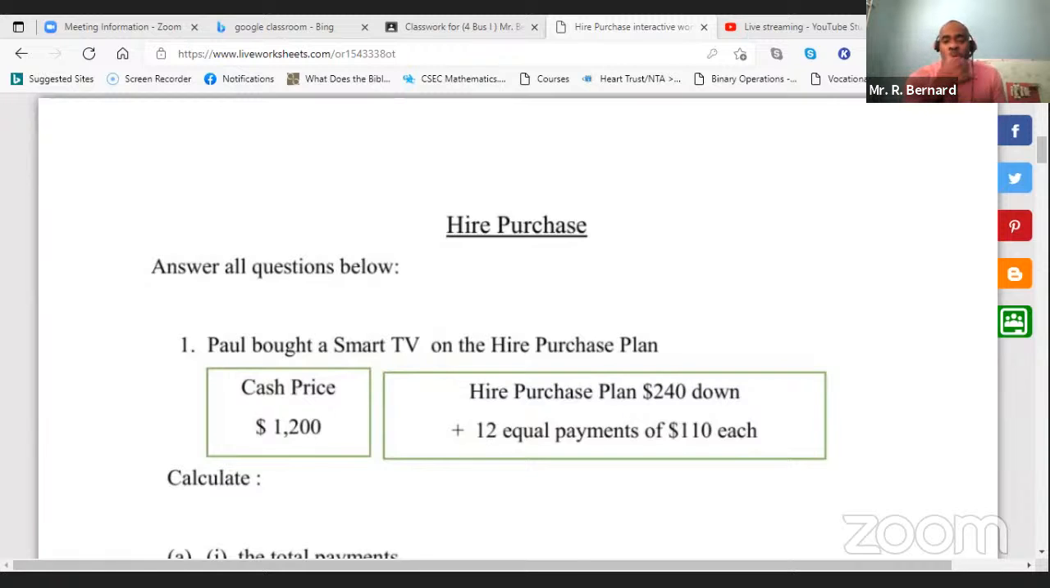Okay. Now, we're going to learn from the worksheet as we go along about hire purchase. And remember that there will be a video for you to watch along with your assignments. All right. Now, can somebody read the first sentence for me, please?